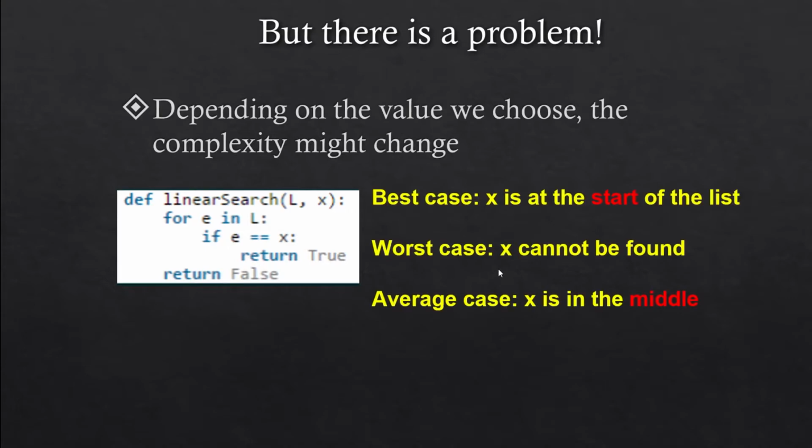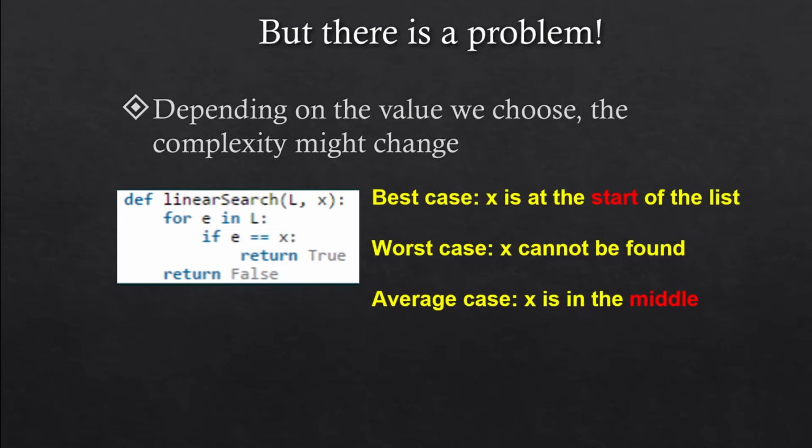Best case scenario, X is at the start of the list. For example, a list of integers from 1 to 9, and you're trying to find 1, and you find it right at the start. The worst case scenario: again you have a list of numbers from 1 to 9, but you're trying to find 10. Your function will run through 1, 2, 3, 4, 5, 6, 7, 8, 9, and then realize that you cannot find 10, so you just return false. For the average case, X is in the middle. So let's say you are trying to find 5: 1, 2, 3, 4, 5 steps, and you just return true.